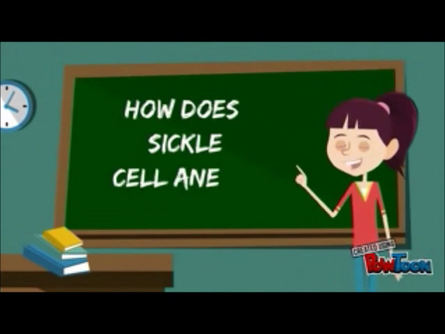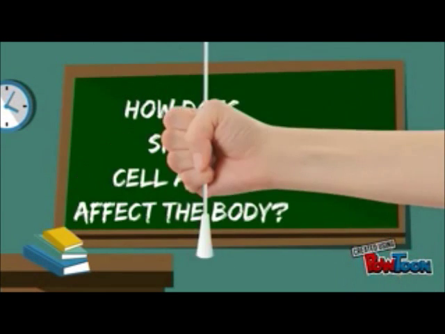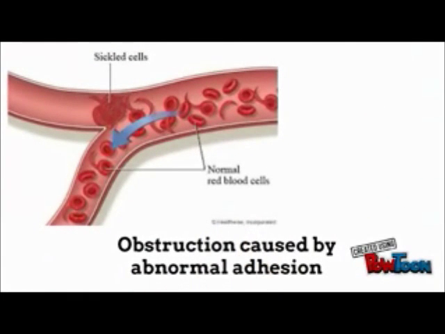How does sickle cell anemia affect the body? Obstruction occurs caused by the abnormal adhesion that is accompanied by the inflammatory process that blocks the microcirculation, causing vaso-occlusion. The absence of blood flow causes local hypoxia and leads to tissue ischemia and infarction.